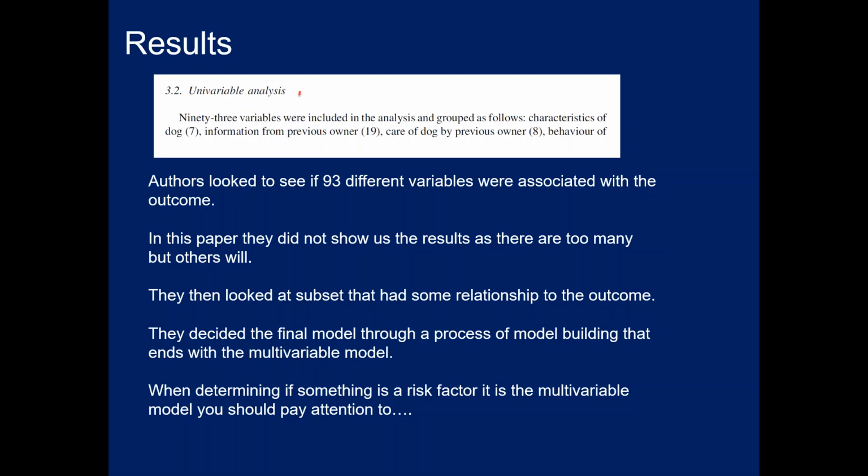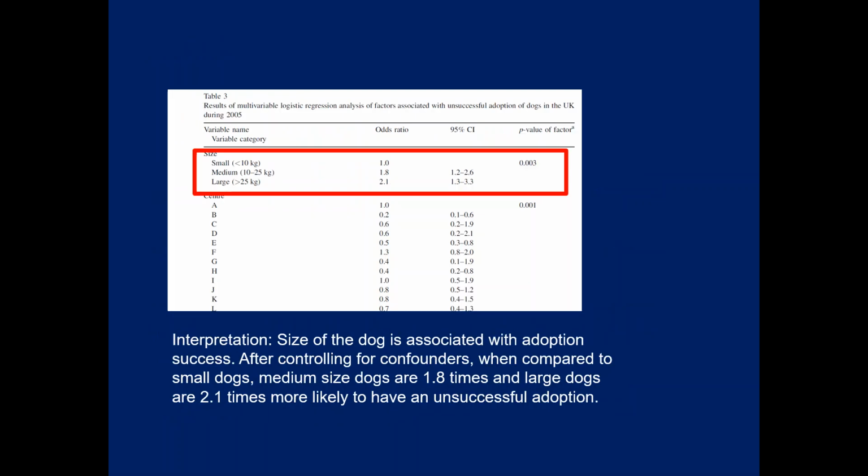And the key thing is, if you want to know if something is a risk factor after accounting for confounders, then you need to go and look at a table that will say something like multivariable logistic regression results or adjusted. They're the sort of words you're looking for. And in this paper there was such a table, and it was called the results of a multivariable logistic regression.